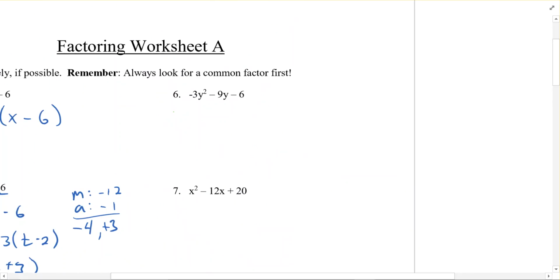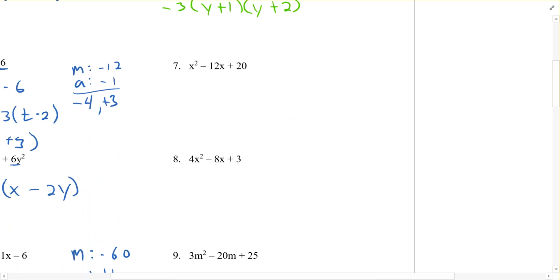Okay, number 6. This one, you can factor a -3 out of all of this first. So let's factor out a -3 first. So -3, and I'll be left with y squared plus, because if you go -9y and you divide by the -3 that we took out, you get a positive number. You get a positive 3y, and this becomes positive 2. Now we just factor this like we normally would. So this would be brackets, a y and a y. The numbers that multiply to 2 and add to 3 are 2 and 1, both positive. So that's it for that one.